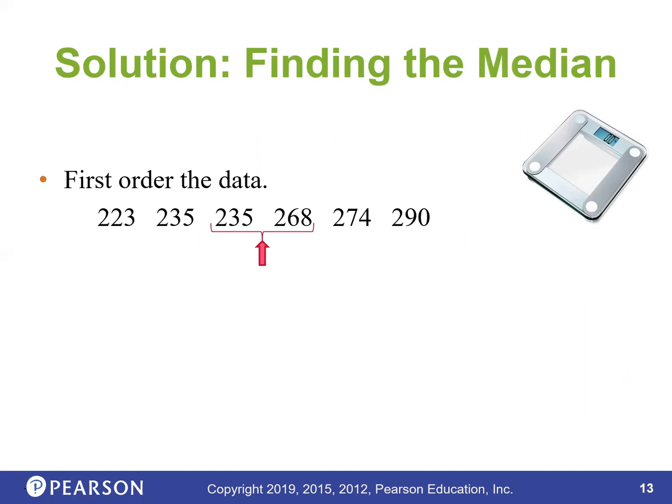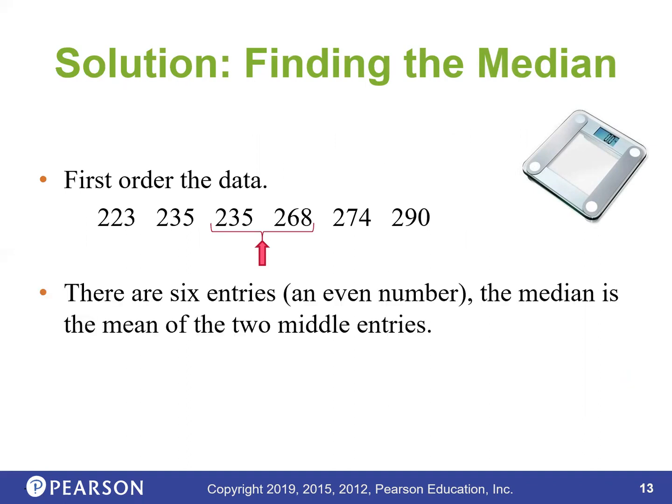Talk to me, anybody brave enough? What should we do? Add them, perfect. Add them up, divide by 2. So this is the mean now. So to get the median, we're going to do a mean here. So we're just going to figure out the middle of those guys. 235 plus 268 divided by 2 gives you 250.